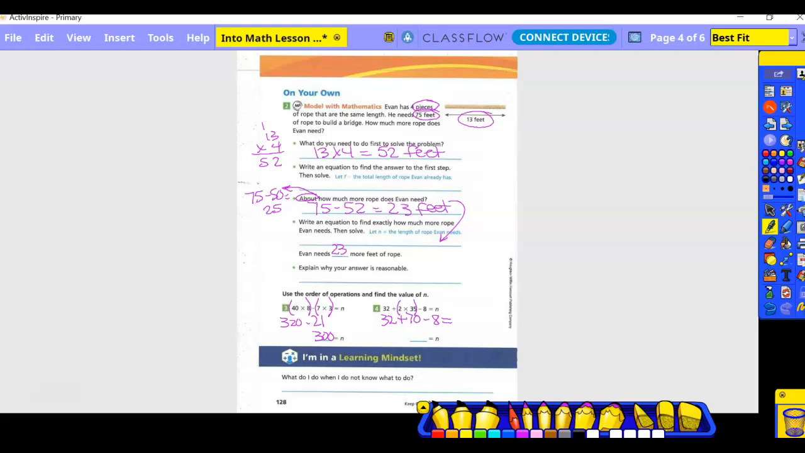So that equals 32 plus 70 is 102 minus 8. So if I take away 2, I'm at 100, and if I take away 6 more, I'm at 94.